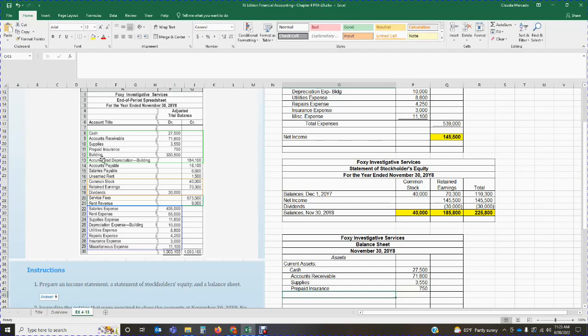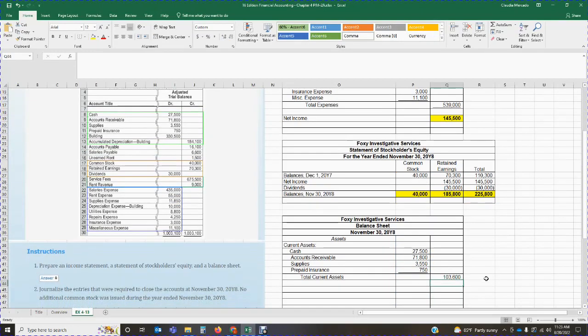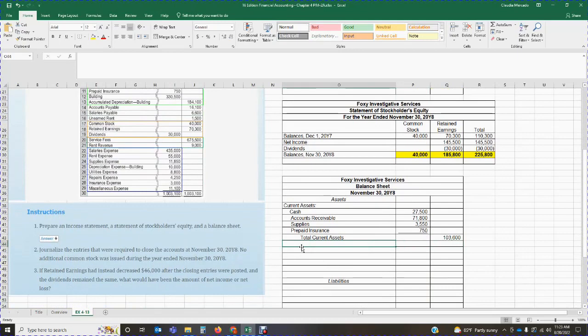The building is property, plant, and equipment. That goes into the next section. So now I can get my total current assets. So we're going to add our current assets. 103,600. Okay.